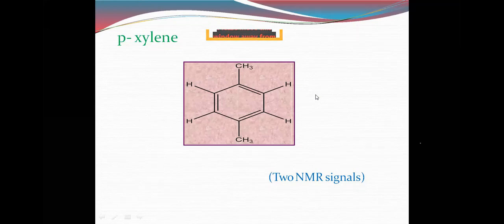One type of proton is the one attached directly to the benzene; these four protons are a single type. The other type is the six protons attached to the two methyl groups. These are the two types of protons. One type of proton is directly attached to the benzene ring, another type is on the methyl groups. So for one type the number of protons is 4, and for the other type the number of protons is 6, 3 plus 3. So two signals will be obtained.